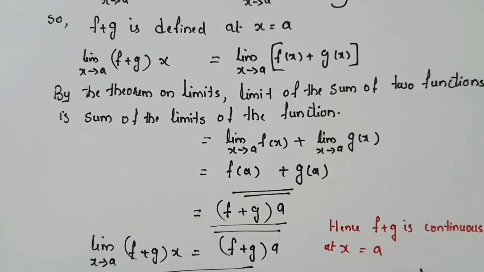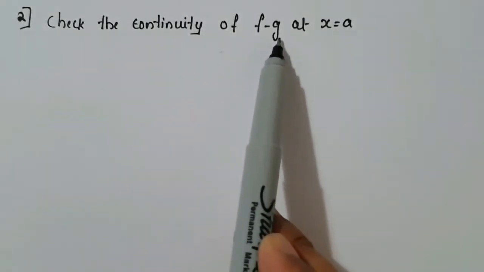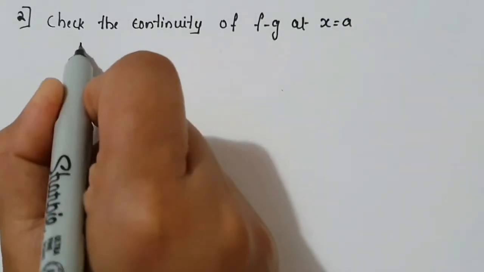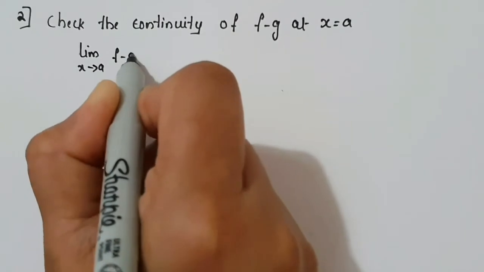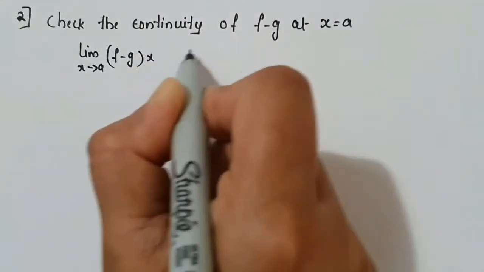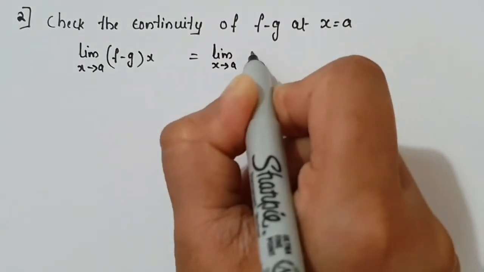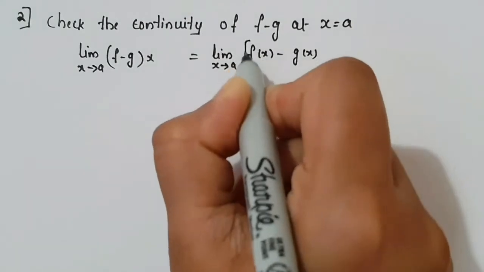Now, in a similar way, we can do the subtraction rule. Proof 2. Check the continuity of f minus g at x equal to a. We have limit x tends to a of f minus g of x is equal to limit x tends to a of f of x minus g of x.